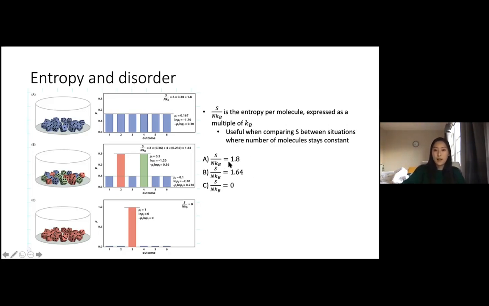But anyway, if you calculate these terms, you would get 1.8 for scenario A, 1.64 for scenario B, and 0 for scenario C. So basically, the entropy of a system increases as the probability of alternative outcomes becomes more even.